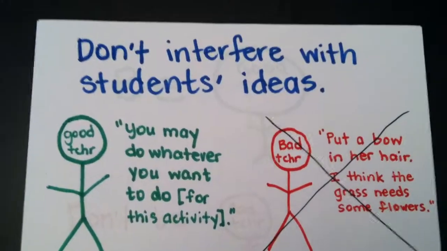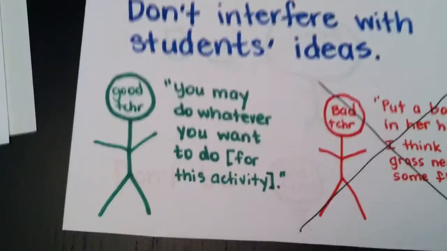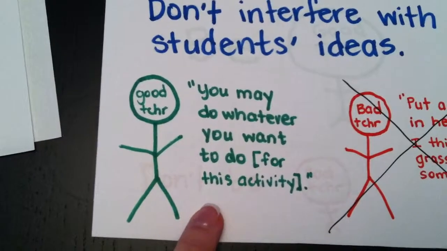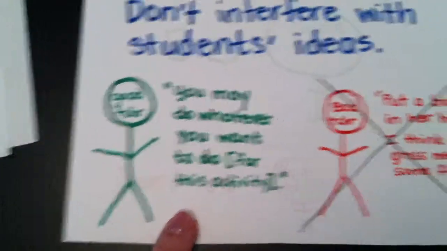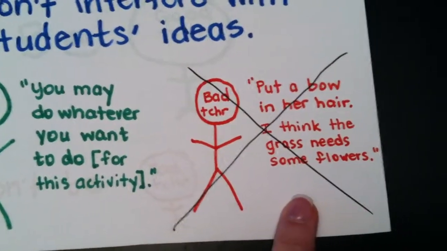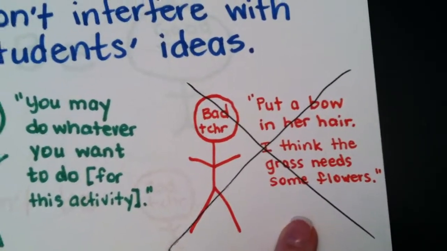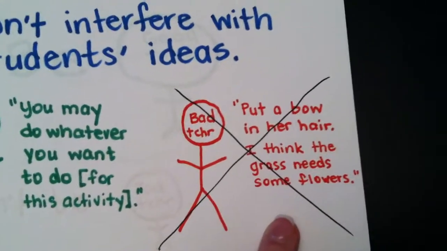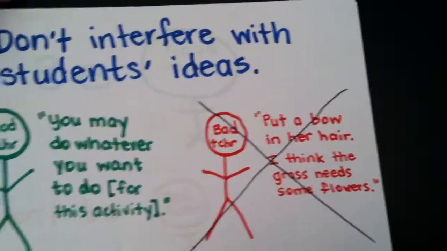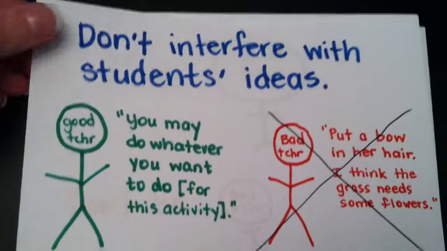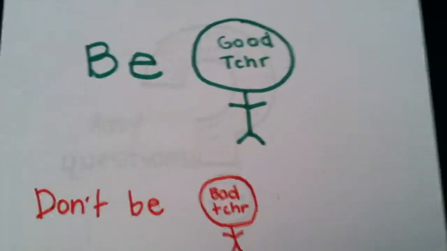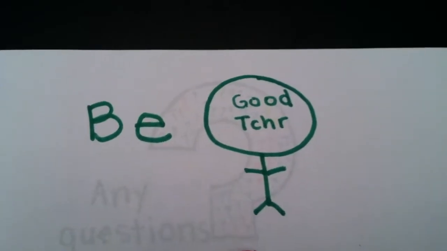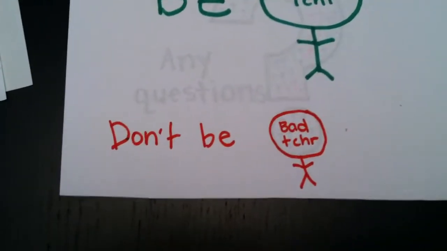Don't interfere with students' ideas. A good thing to say is, you may do whatever you want to do. A bad thing to say is, put a bow in her hair. I think your grass needs some flowers. Don't interfere with the students' ideas. Be a good teacher with a big head for your smart brain. Don't be a bad teacher.